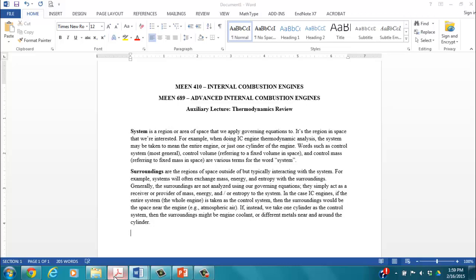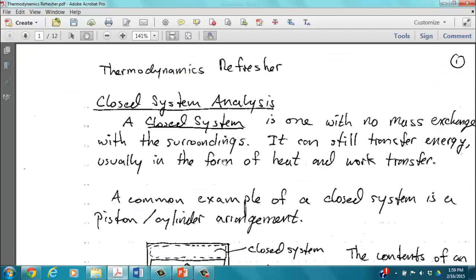It all depends on what you're defining as your system and your surroundings, but it's important to understand these two basic definitions. So when we return to these handwritten notes that I have, when we talk about a specific system, we can basically have three types of systems. We can have what is called a closed system, we can have what is called an open system, and we can have what is called an isolated system. I have definitions for closed and open. We will never deal with isolated systems here in IC engines in 410.